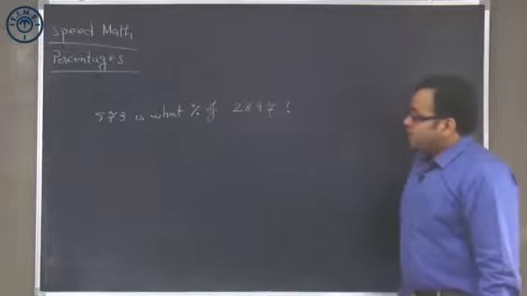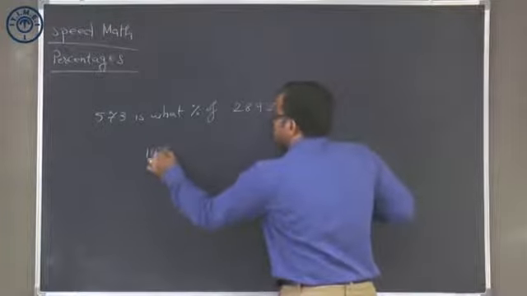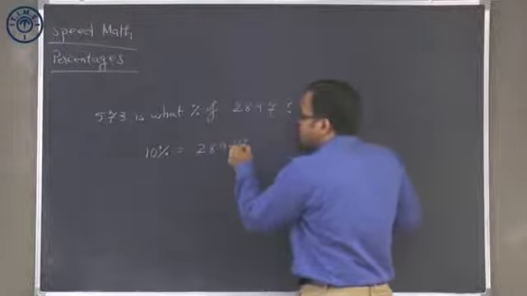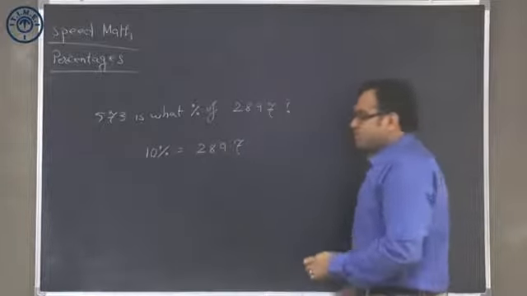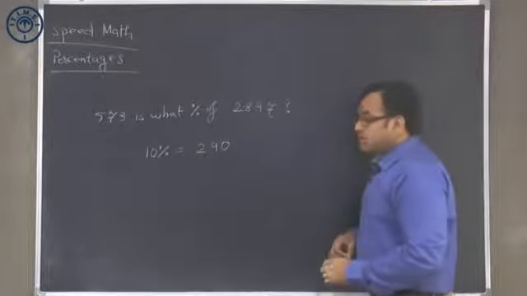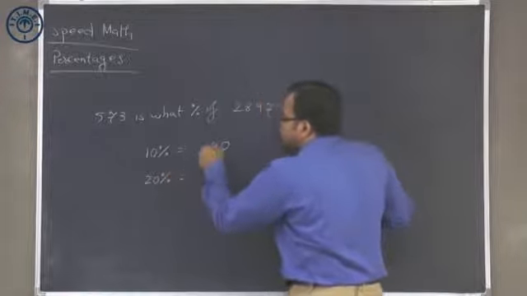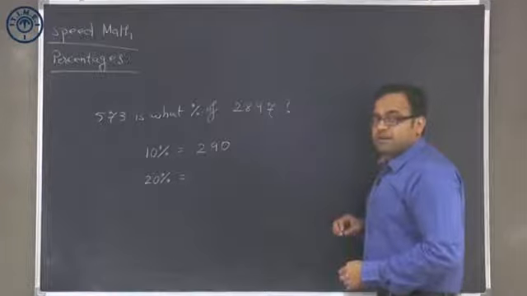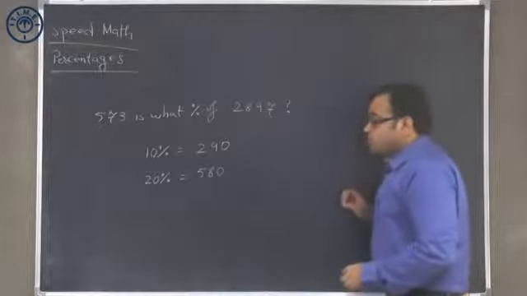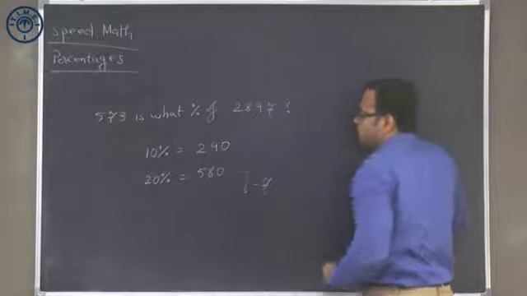In order to calculate 573 is what percentage of 2897, let's say 10% of 2897 is equal to 289.7. 289.7 is approximately 290. So for the sake of simplicity, let us say this is 290. If 10% is 290, from here 20% will be equal to 290 into 2, 580. If 290 into 2 is 580, from 580 getting to 573, I have to come down by 7.